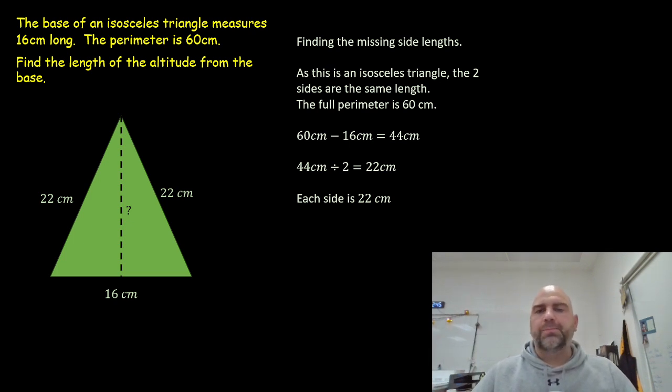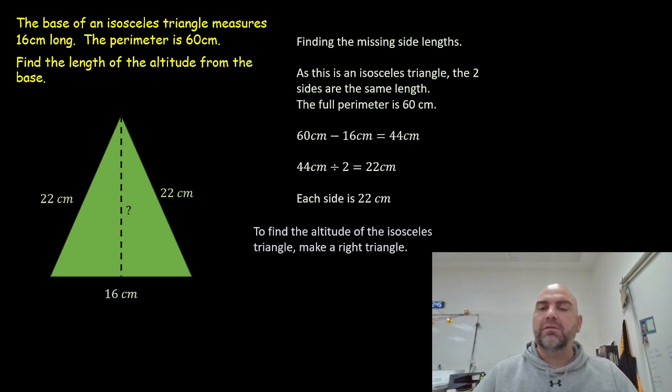Okay, next step. We want to figure out what the altitude, or the height, of our isosceles triangle is. To do that, we're going to make this into a right-angle triangle, which only deals with half. And so if we have half, we're given the hypotenuse of 22. That base there has to be half of the 16, so we're going to plug in 8. And now we can use the Pythagorean theorem in order to come up with the height of our isosceles triangle.